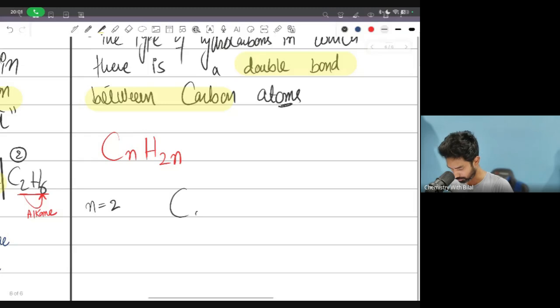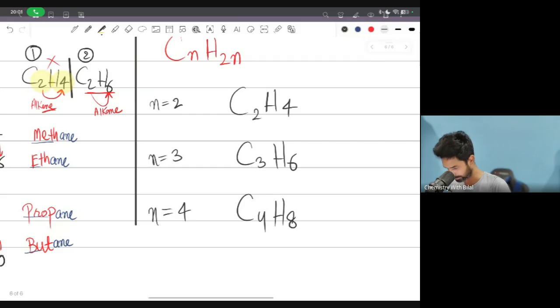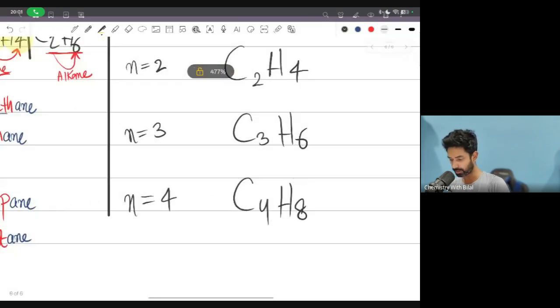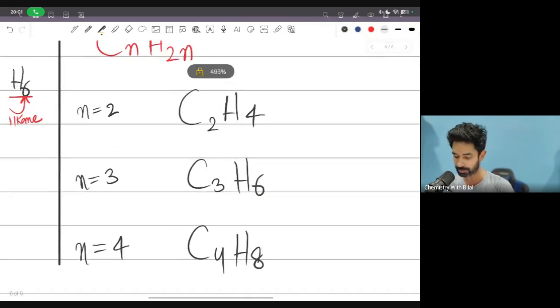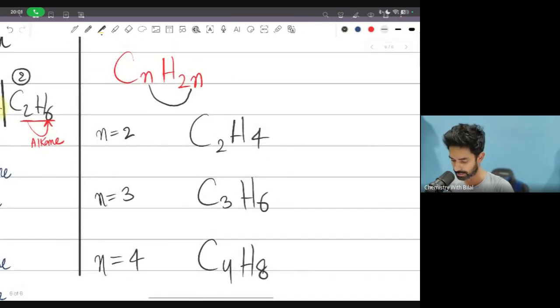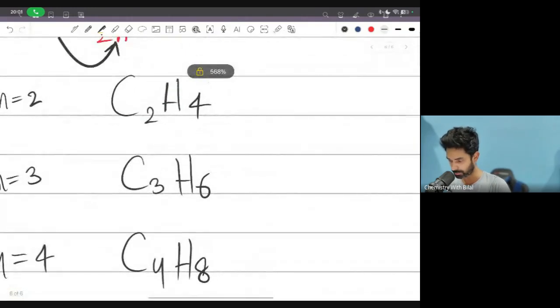तो अगर कार्बन 2 होंगे तो हाइड्रोजन कितने होने चाहिए? Exactly double. And 3 है, carbon 3, hydrogen should be exactly double. And if n is 4, hydrogen should be exactly double. Now by looking at the formula, आप बता सकते हैं कि भाई सर ये तो alkene है. क्यों alkene है? Because it follows the general formula of alkene, which says hydrogen must be exactly twice the carbon atoms.